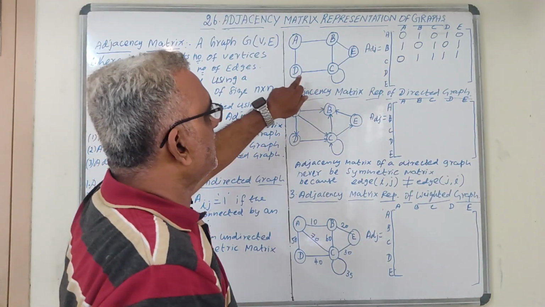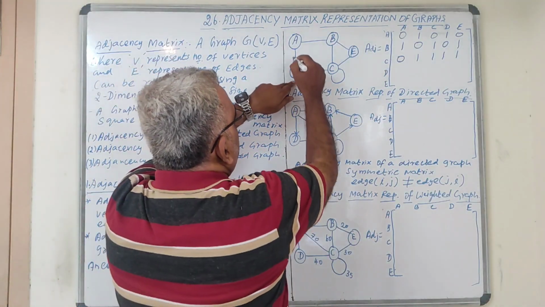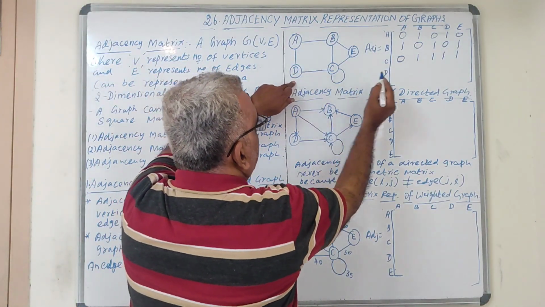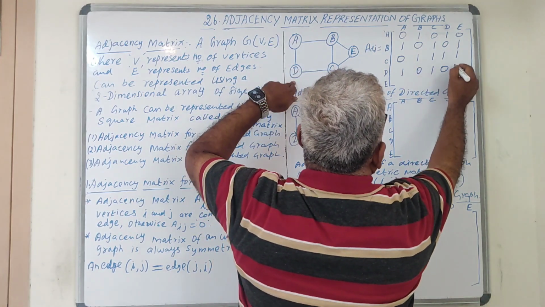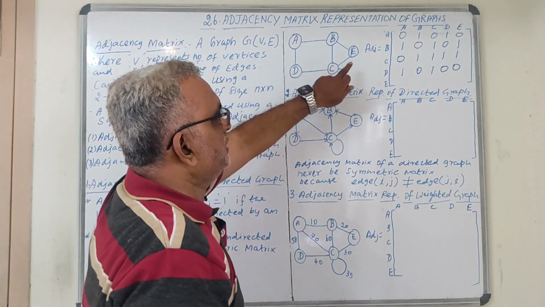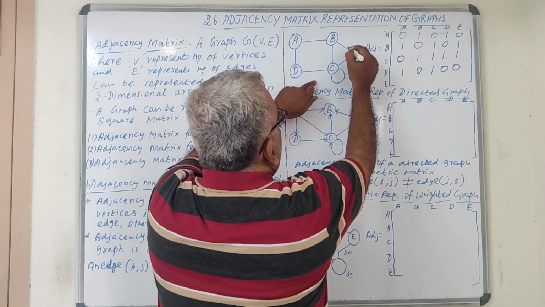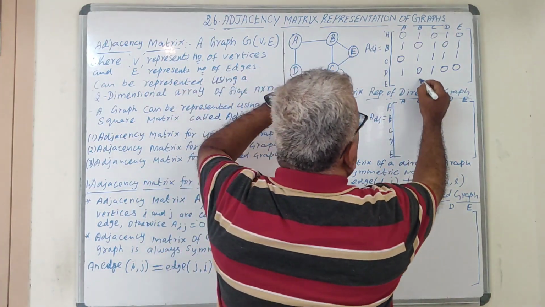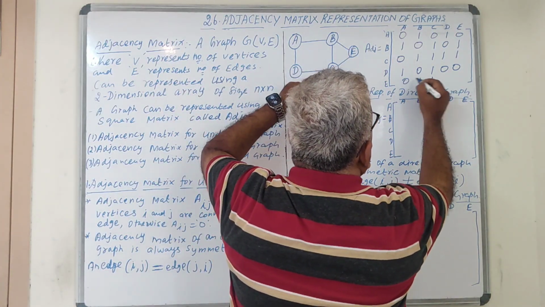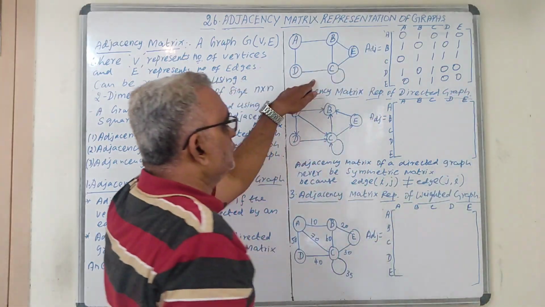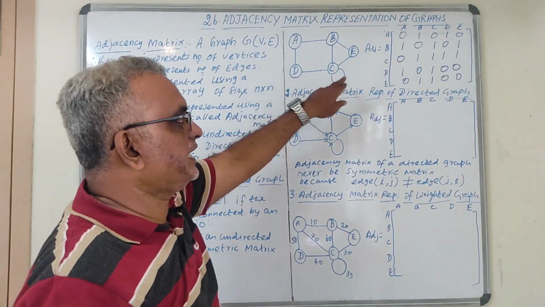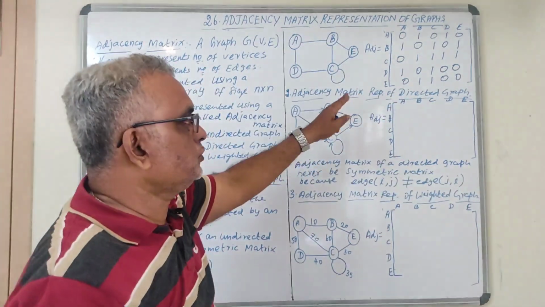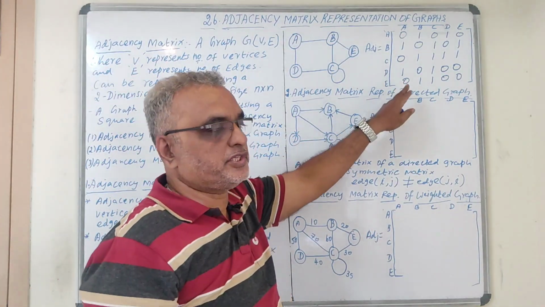Okay. Similarly, come to D. D has connections only with A and C, so the remaining positions are 0. Similarly, take E. E is connected with B and C. The remaining positions are 0. If there is a connection, it is indicated by binary 1. If there is no connection, it is indicated by binary 0.